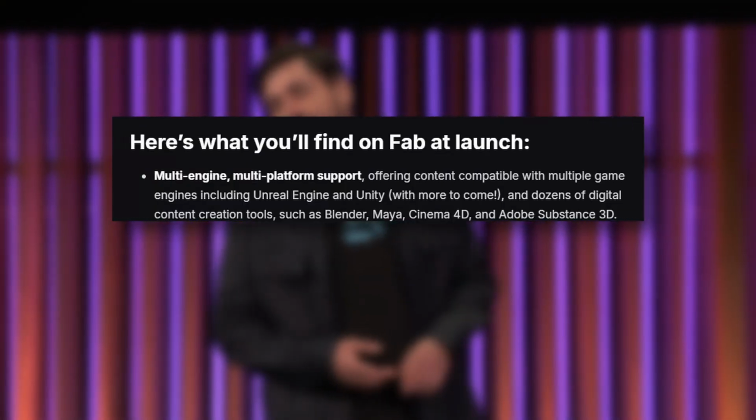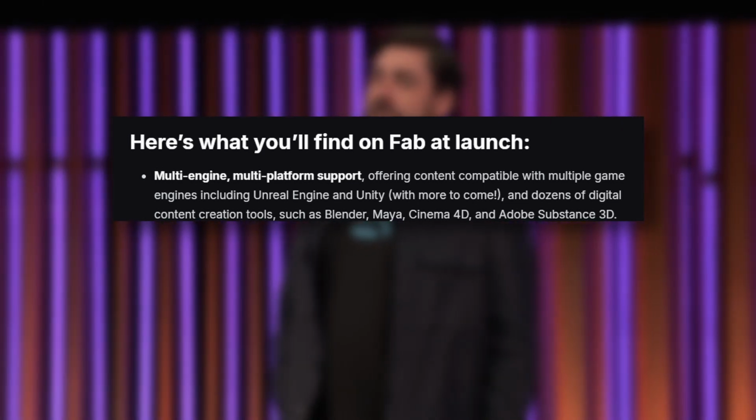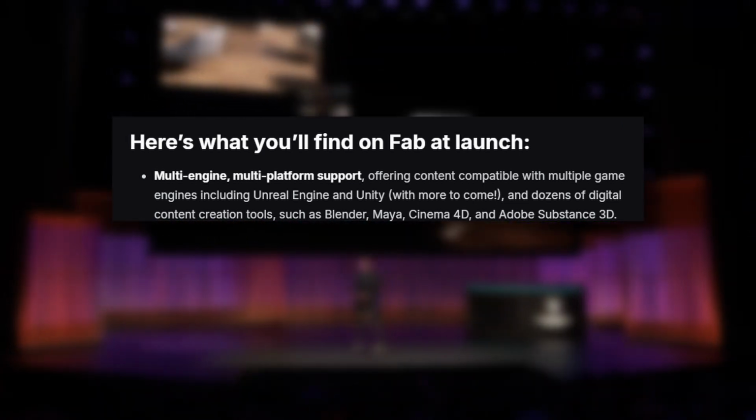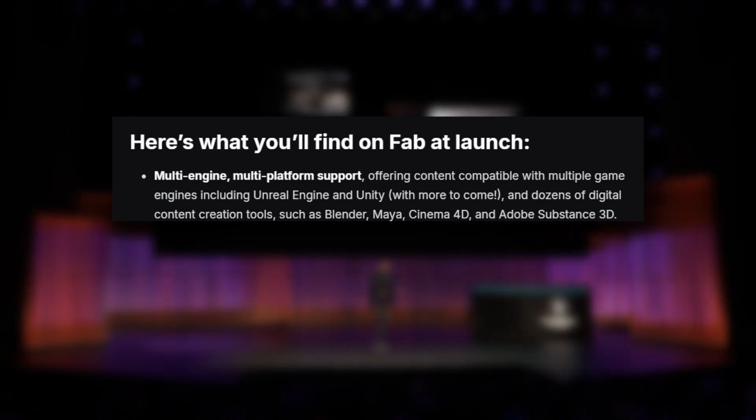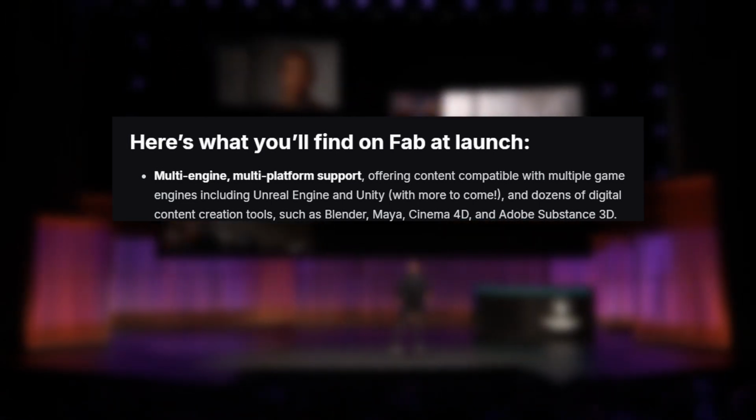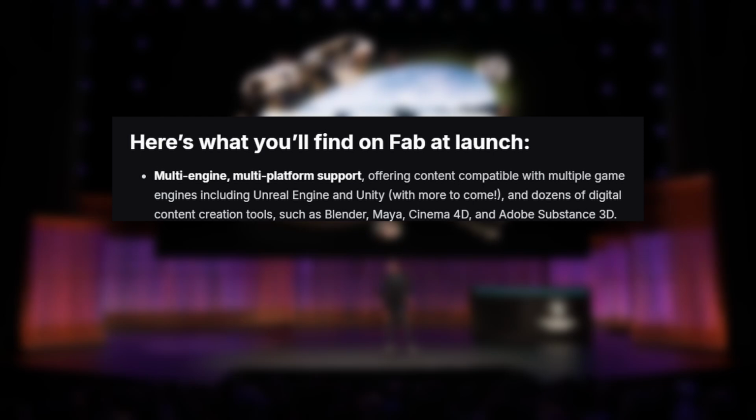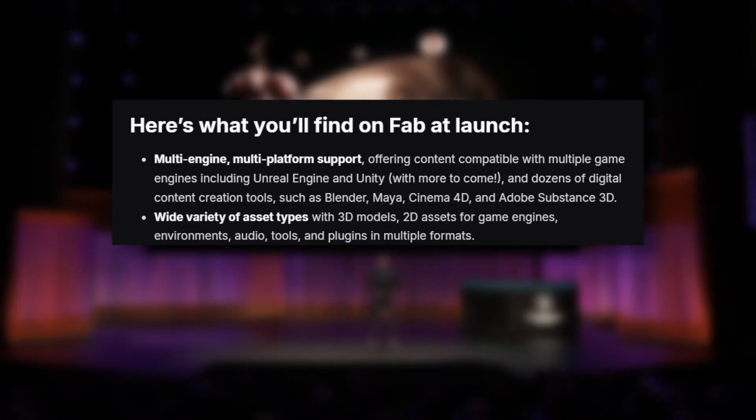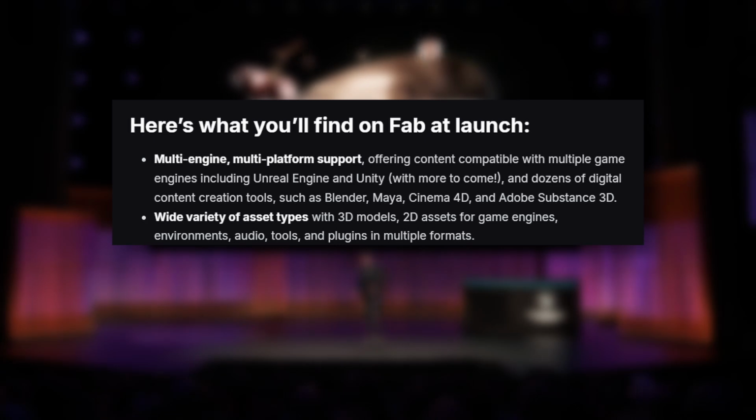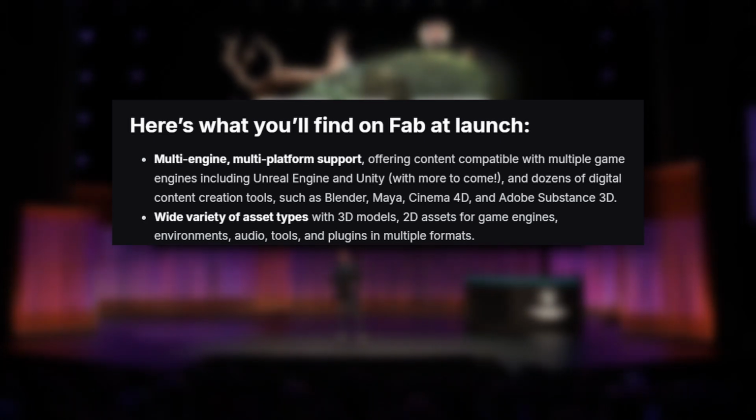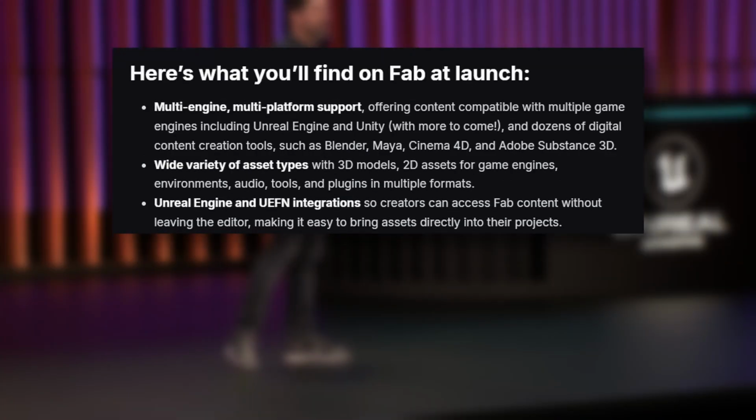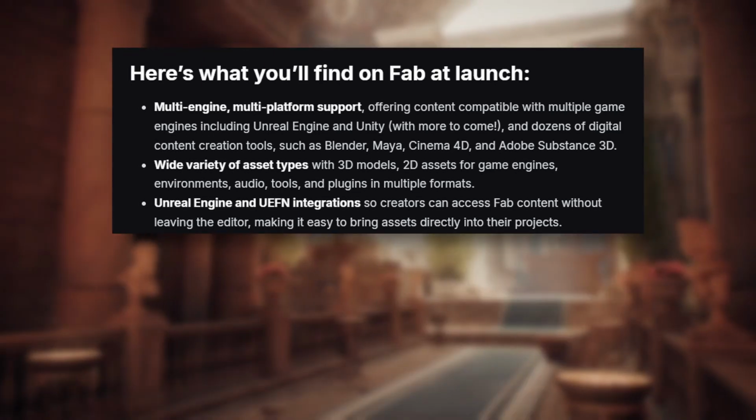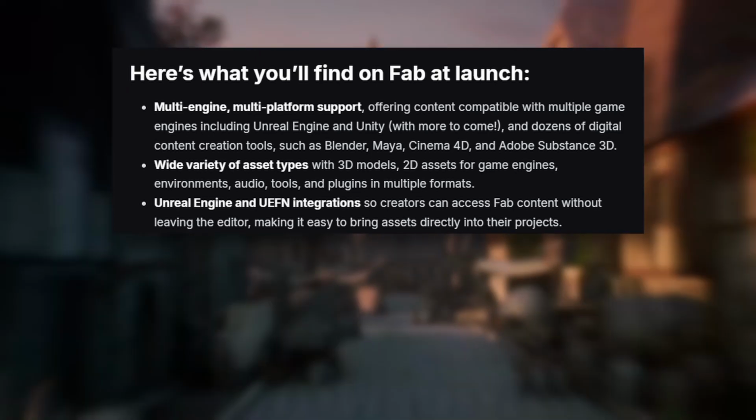Here's what you'll find on Fab at launch. Multi-engine, multi-platform support, offering content compatible with multiple game engines, including Unreal Engine and Unity, with more to come. And dozens of digital content creation tools such as Blender, Maya, Cinema 4D, and Adobe Substance 3D. There's going to be a wide variety of asset types, with 3D models, 2D assets for game engines, environments, audio tools, and plugins in multiple formats. As we know, Unreal Engine and UEFN integrations, so creators can access Fab content without leaving the editor, making it easy to bring assets directly into their projects.